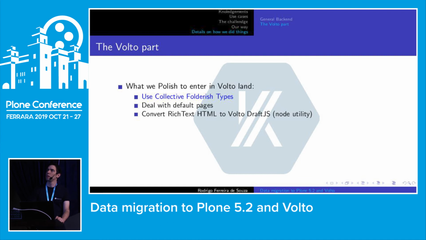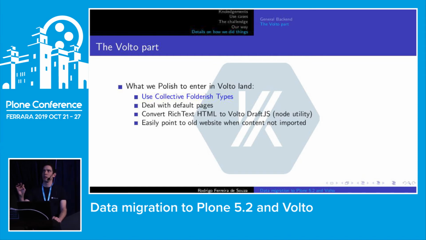And okay, rich text to HTML Draft.js, the Node utility. Some content we didn't import, so we create a default HTML that just points to the old website so the client can check it and see, oh, this cover page, we want to make it different. So just to be able to check it with the client easily.